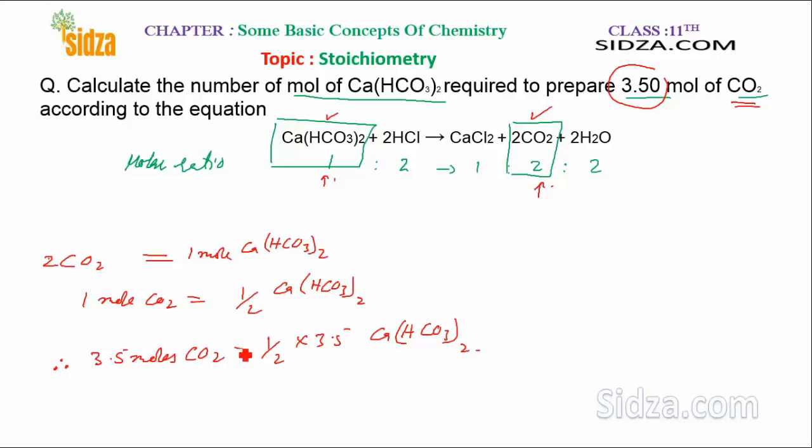So it means to get 3.5 moles of carbon dioxide, I need 3.5 divided by 2 moles of the calcium bicarbonate, which is 1.75 moles of calcium bicarbonate, right?